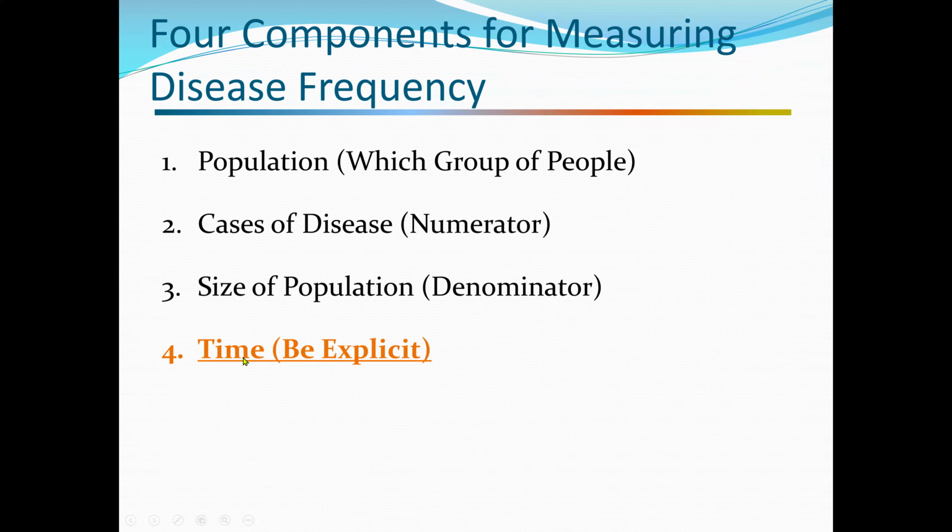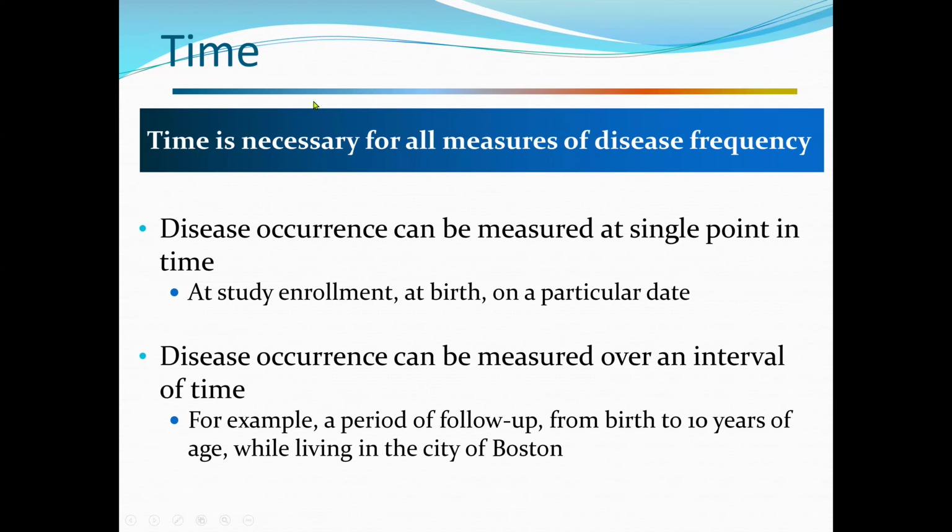Now, last will be time. Here they say we should be very explicit, because time is necessary for all measures of disease frequency. As we said earlier, a prevalence measurement may be different from incidence because of the time of the disease. Disease occurrence can be measured at a single point in time. That would be the prevalence, at steady enrollment, at birth, or at a particular date. When we measure disease occurrence at a single point in time, that's where we find the prevalence of the disease. Disease occurrence can also be measured over an interval of time, for example, a period of follow-up or from birth to 10 years of age while living in the city of Boston.